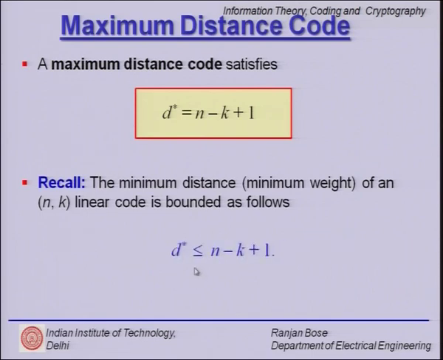So, this is coming directly from this inequality, and the moment we can reach the equality part of it, the code becomes a maximum distance code.